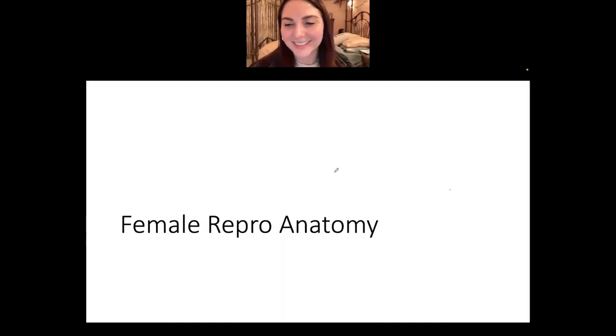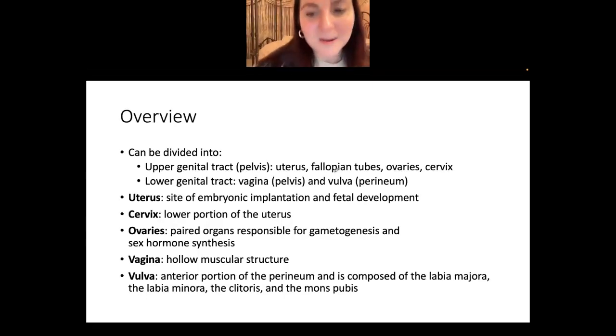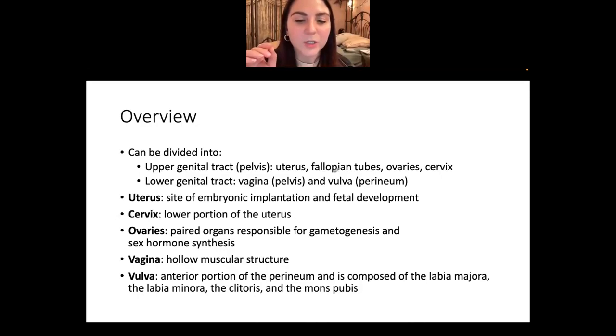All right, moving along. So that was male reproductive anatomy. Now female reproductive anatomy. I want to at least include all of the parts, but I really don't go in depth. You'll even see I don't have that many slides for it.